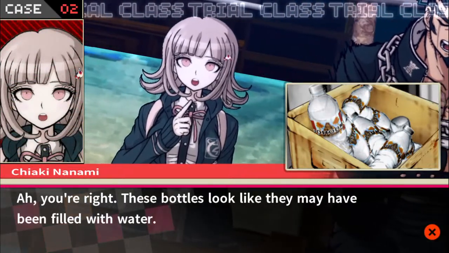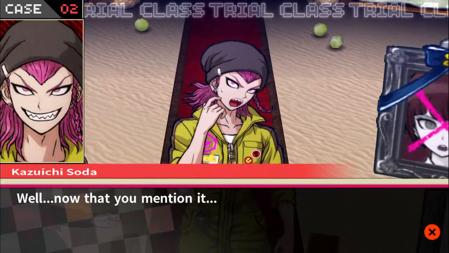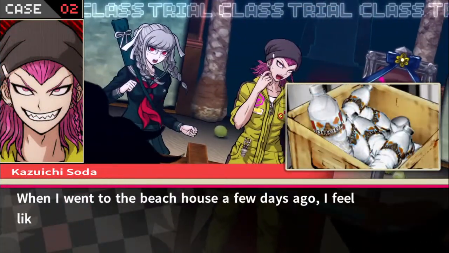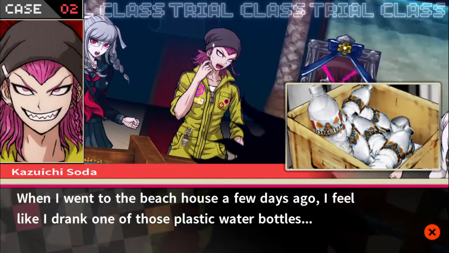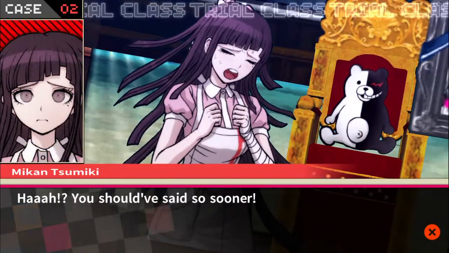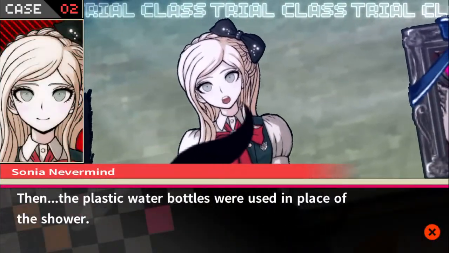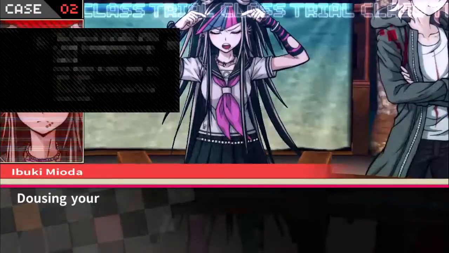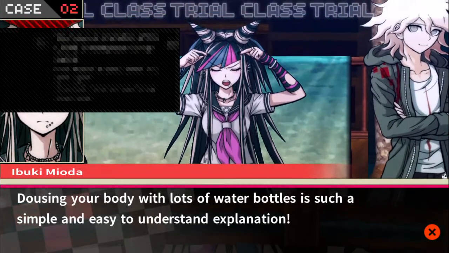These bottles look like they may have been filled with water. Well, now that you mention it, when I went to the beach house a few days ago, I feel like I drank one of those plastic water bottles. Huh? You should have said so sooner! Then, the plastic water bottles were used in place of a shower. Dousing your body with lots of water bottles is such a simple and easy to understand explanation.